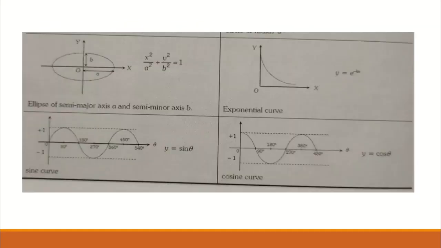Next, coming to the ellipse, we have discussed x square upon a square plus y square upon b square is equal to 1. This is the semi-major axis, this is the semi-minor axis, this is semi-minor, and this is the semi-major axis.